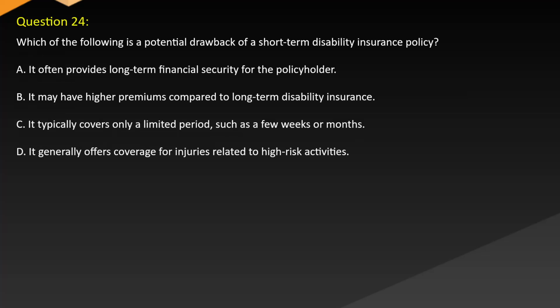Question 24. Which of the following is a potential drawback of a short-term disability insurance policy? A. It often provides long-term financial security for the policyholder. B. It may have higher premiums compared to long-term disability insurance. C. It typically covers only a limited period, such as a few weeks or months. D. It generally offers coverage for injuries related to high-risk activities.